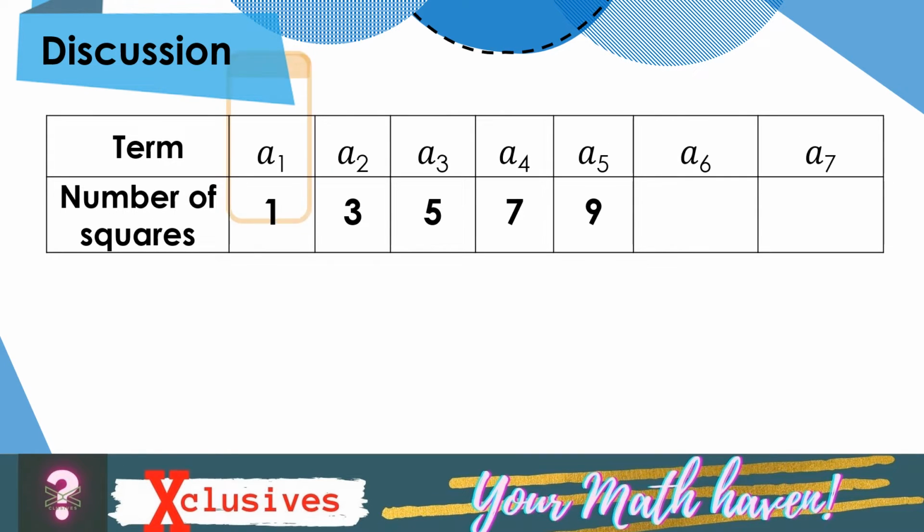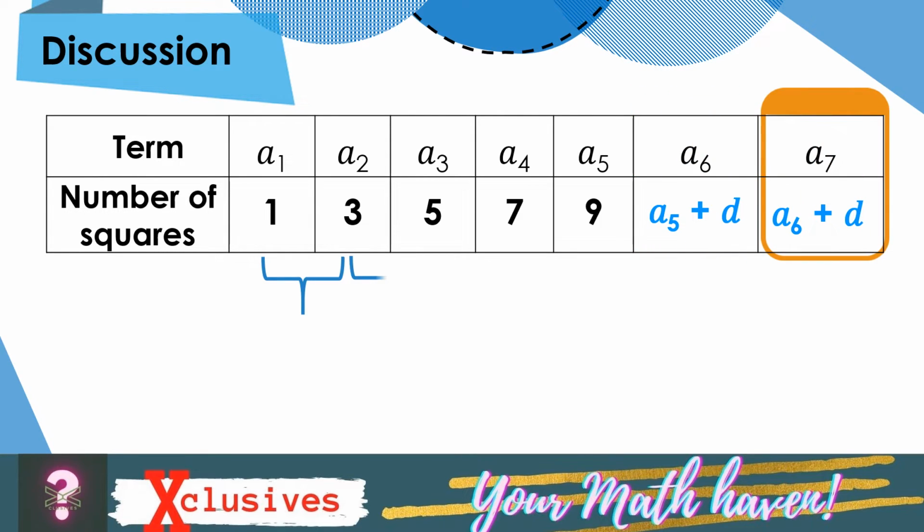Let us take the first 5 terms of our sequence. Here, our first term is 1, second term is 3, third term is 5, fourth term is 7, and our fifth term is 9. For our 6th term, it is represented by the 5th term plus d, or the common difference. For our 7th term, we will obtain that by adding the 6th term plus the common difference. But before we proceed in that, we'll have to identify first the pattern from the consecutive terms.